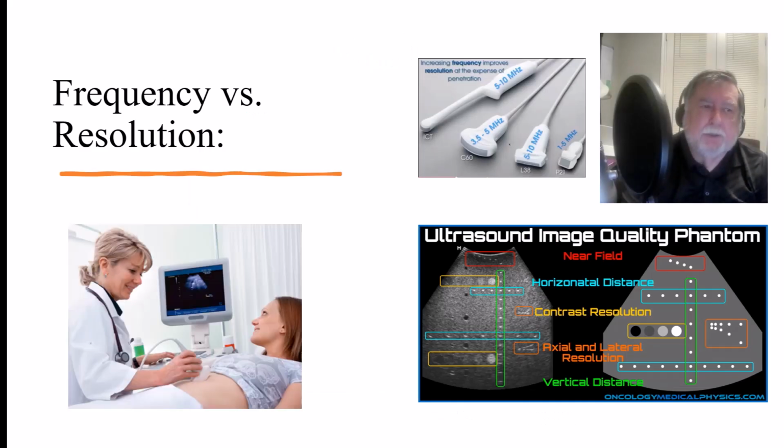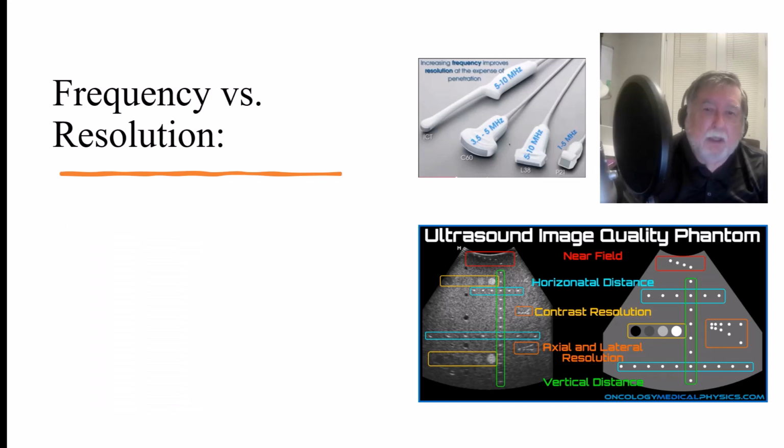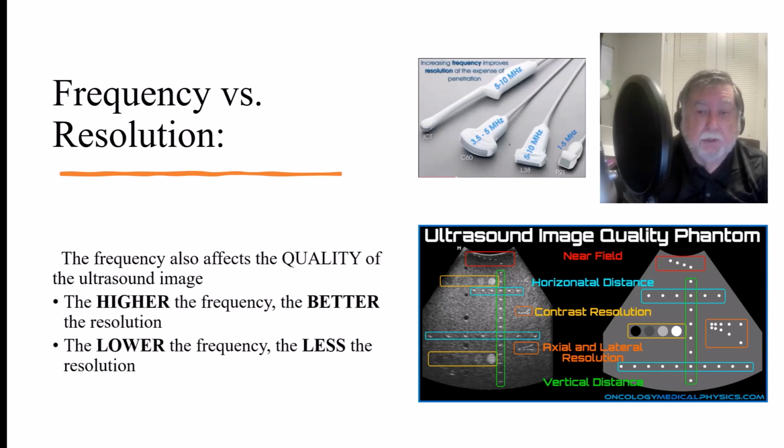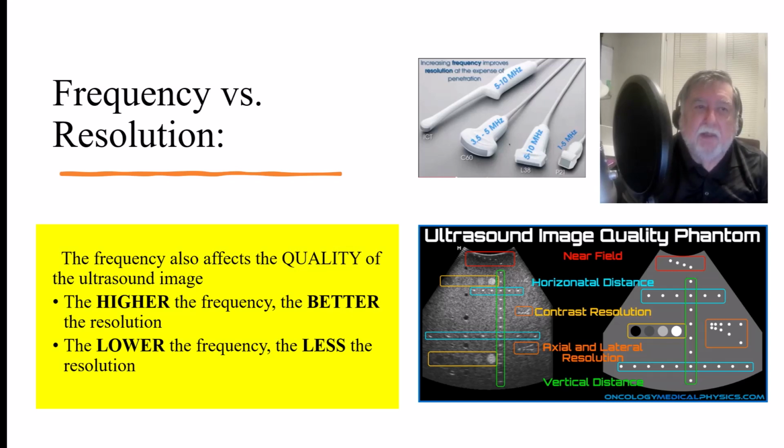When we're choosing a transducer, we have to think about what frequency we're using and what type of resolution we are going to get. A 12 megahertz transducer has very good resolution, but can't penetrate very deep into the body, whereas a 3 megahertz transducer can penetrate deep into the body, but the resolution is not as good as the 12 megahertz. So the frequency also affects the quality of the image. The higher the frequency, the better the resolution. The lower the frequency, the less the resolution.